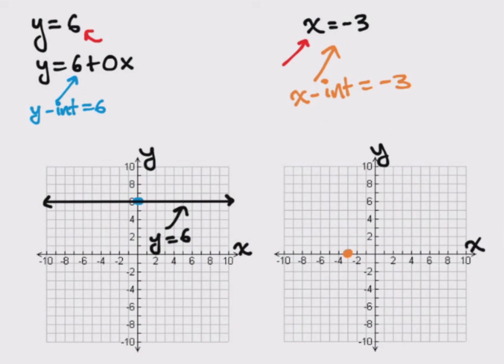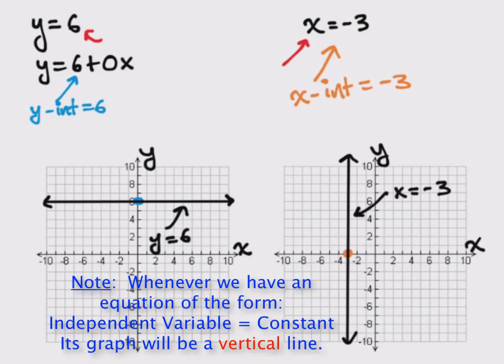And so if this line, which goes on and on forever in both directions, never intersects the y-axis, that means this line has got to be parallel to the y-axis. So the graph of the equation x equals -3 is going to be a vertical line parallel to the y-axis going through the point (-3, 0), which is our x-intercept. And in general, whenever we have an equation of the form independent variable equals a constant, with no other variables, just a number, that graph is going to be a vertical line.